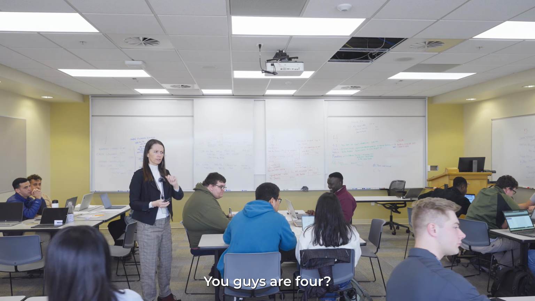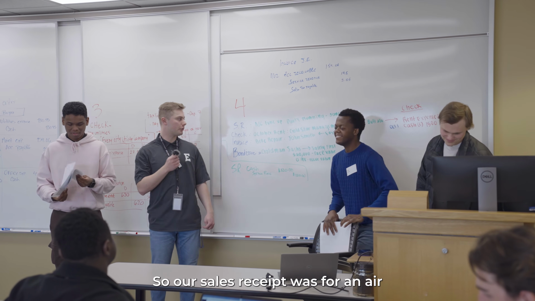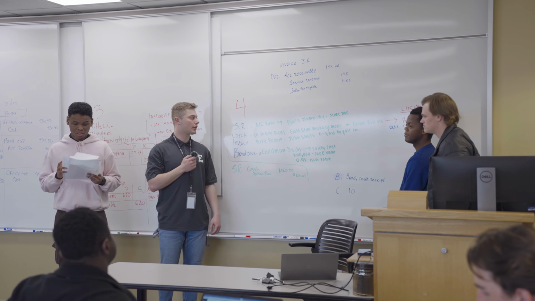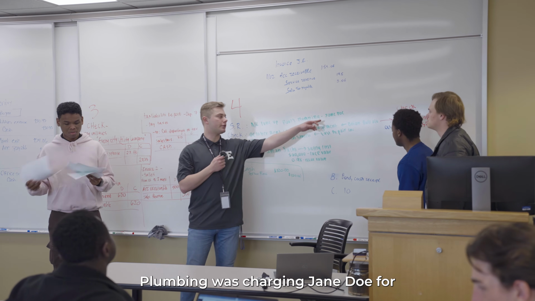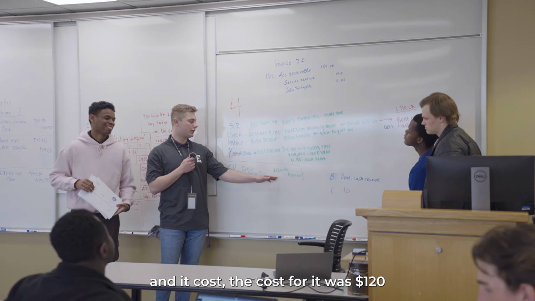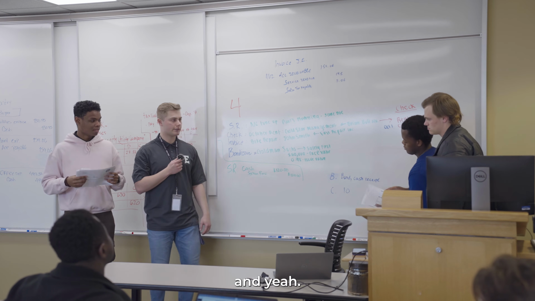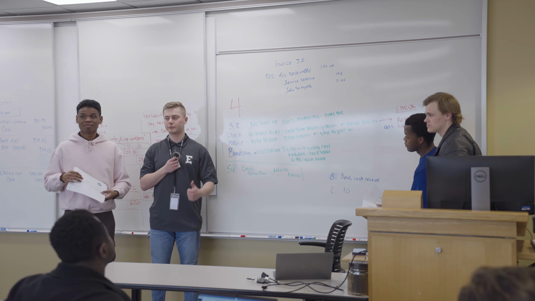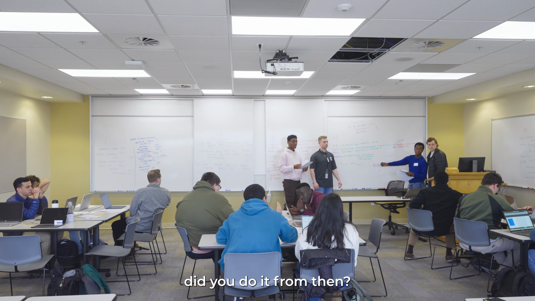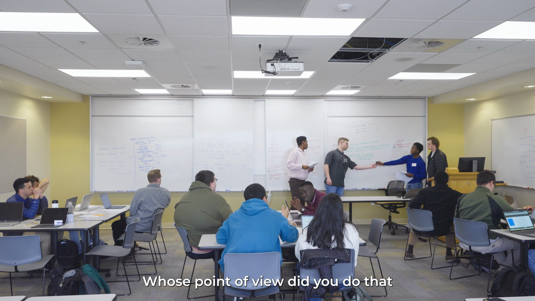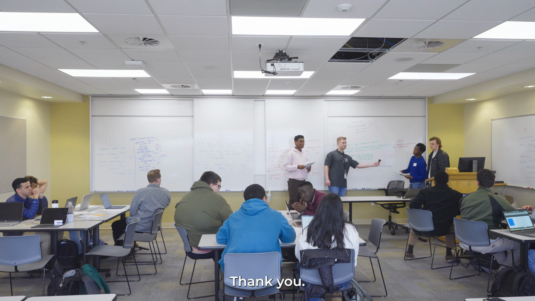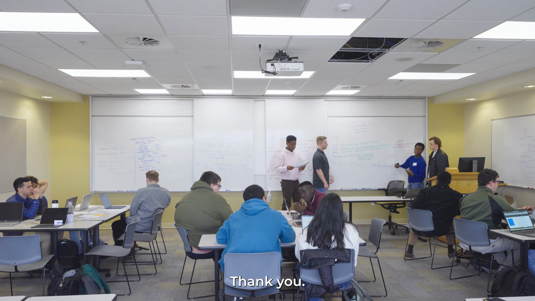You guys are 4? So our sales receipt was for an air conditioning tune-up that Paul's Plumbing was charging Jane Doe for, and the cost for it was $120. Who's doing the check? So wait, whose point of view did you do it from then? You have 2 parties. We did it from Paul's Plumbing's point of view, because they did a service. Right. Thank you.